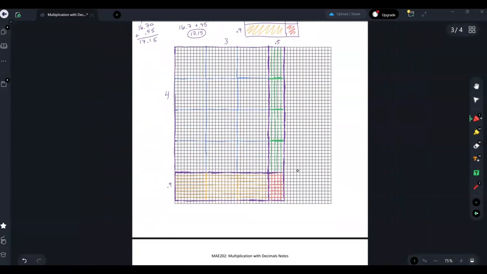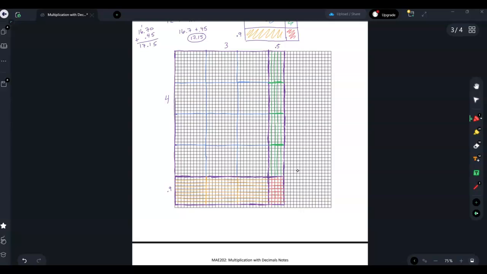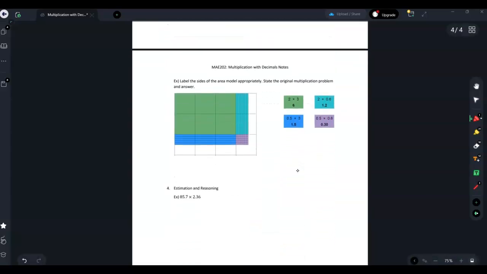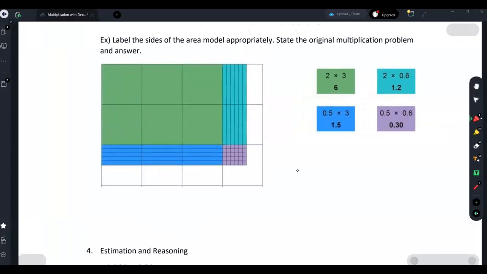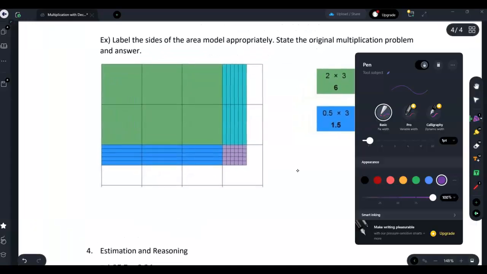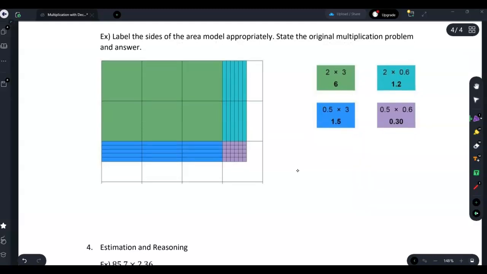So this is the same thing. This is just how you would show it on a decimal grid. So you just do it to scale, and then you draw in your flats, rods, and units, or small cubes. So if we look at this one, the figure's already drawn for us. They just want us to label it. So we can see that they've got three flats going across. So that's going to be 3. And then we've got 1, 2, 3, 4, 5, 6 rods here. So that would be 6 tenths.